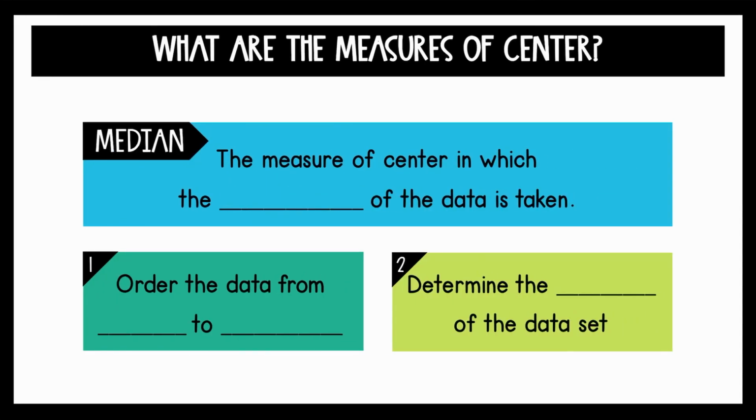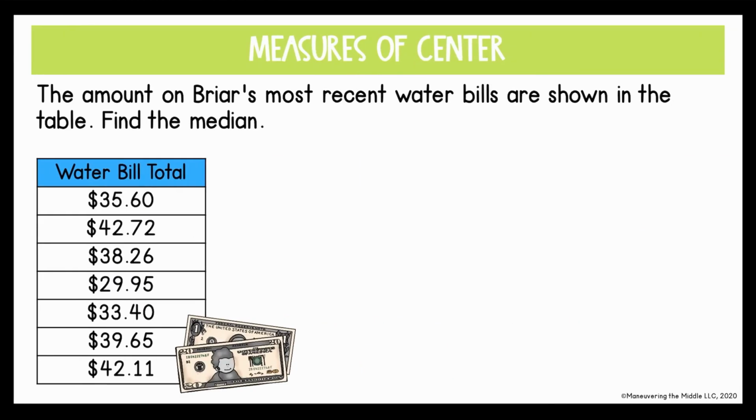The other measure of center that we talk about is the median, the measure of center in which the middle of the data is taken. In this case, we're going to line up all of the different values in our data set and order them from least to greatest. Then once we have them in order, we determine the middle of the data set, and that's our median. So let's look at how we can apply this.